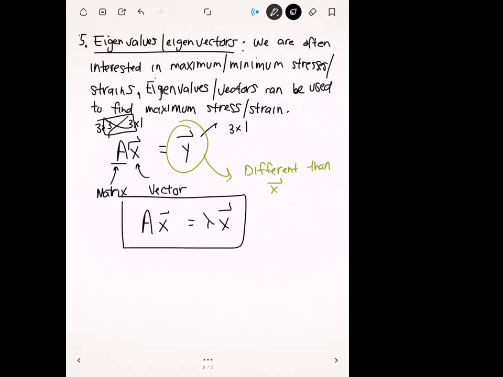So what if we have this situation instead, where this x right here is the same x that's on the left, and this lambda right here is just some scalar value. Remember last time we learned that we can multiply a vector by a scalar, and it's going to multiply through all its components, so it doesn't modify the size or anything like that.